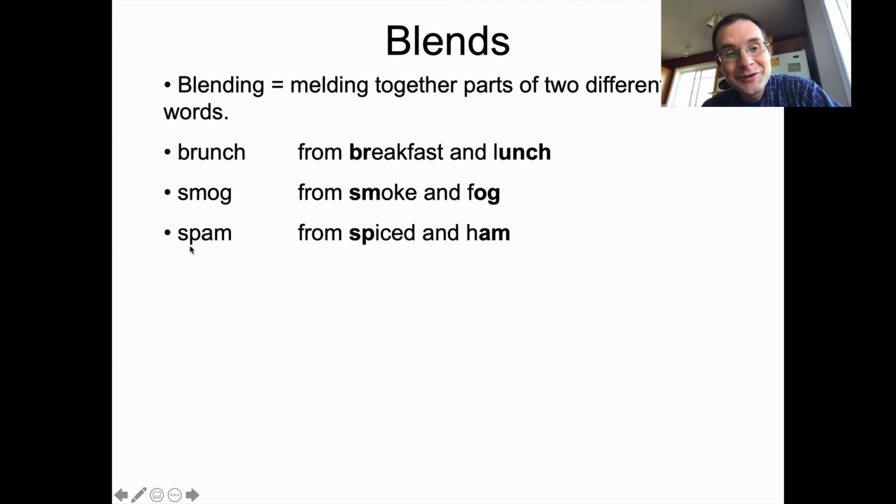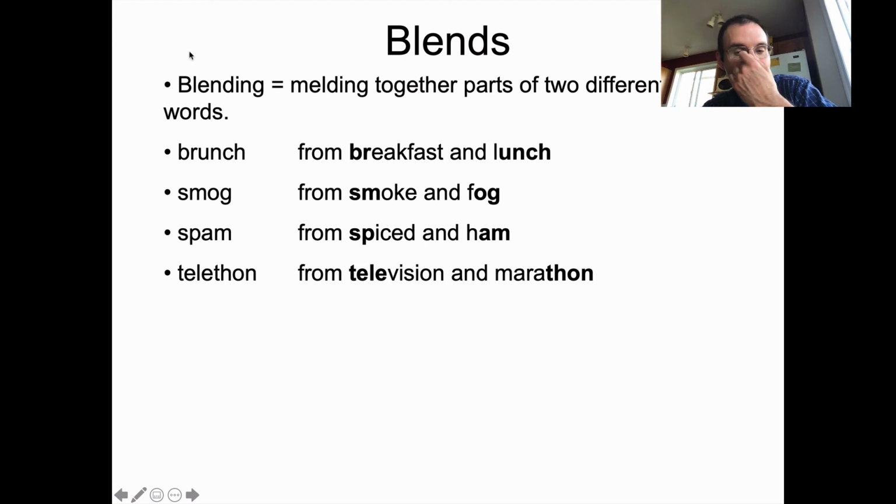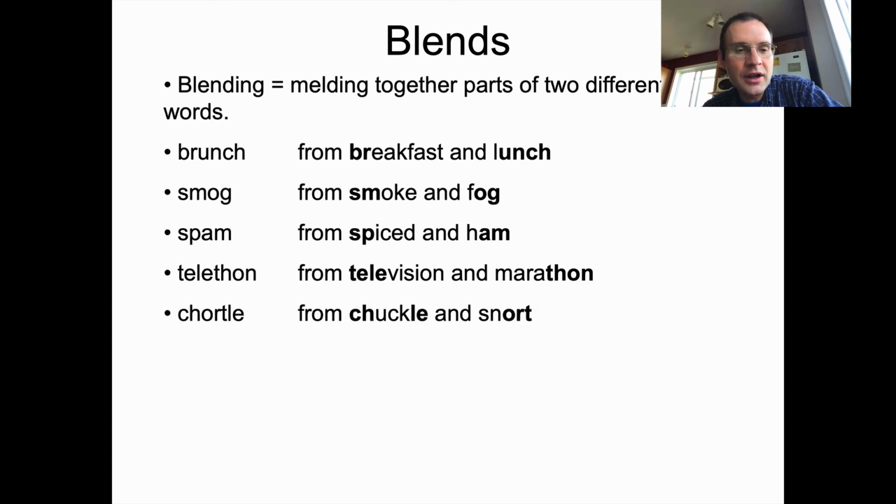Or spam, which comes from my home state of Minnesota, originally comes from spiced and ham. So the sp part from that and the am from ham. So kind of taking the first part of one word and the last part of the other. That's where most of these, or how most of these are formed. Like telethon, it's from television and marathon.